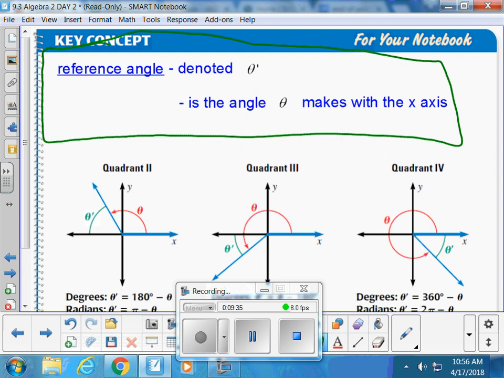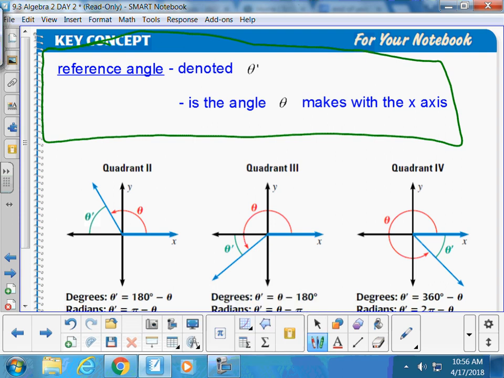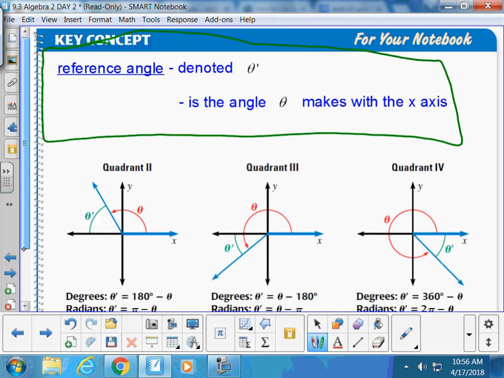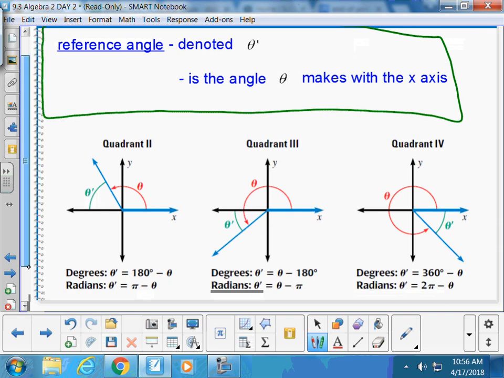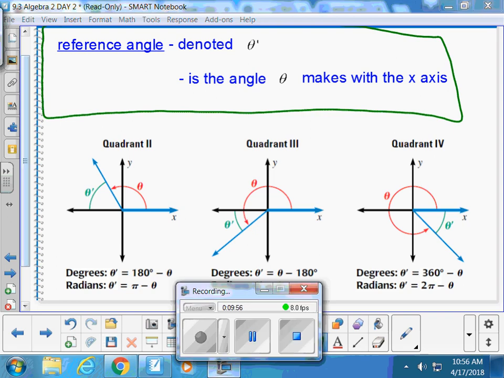Now there are 3 scenarios down here that you can look at. I'm not going to make you copy all 3 scenarios because that would take forever. But depending on what quadrant you're in, that's how you would calculate your theta prime. When you're done writing, I'll show you these 3 scenarios.